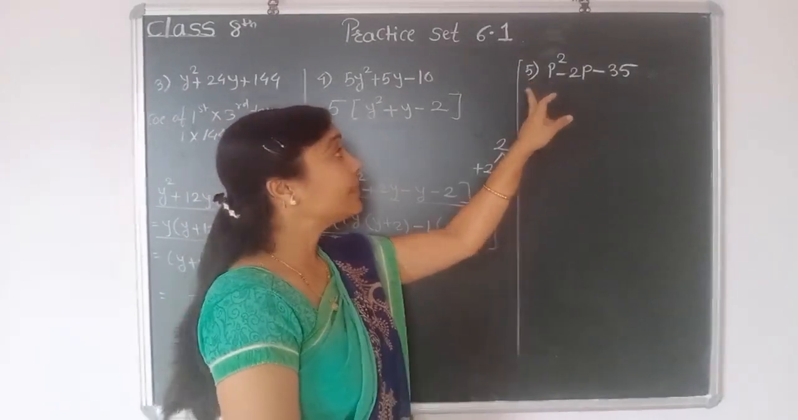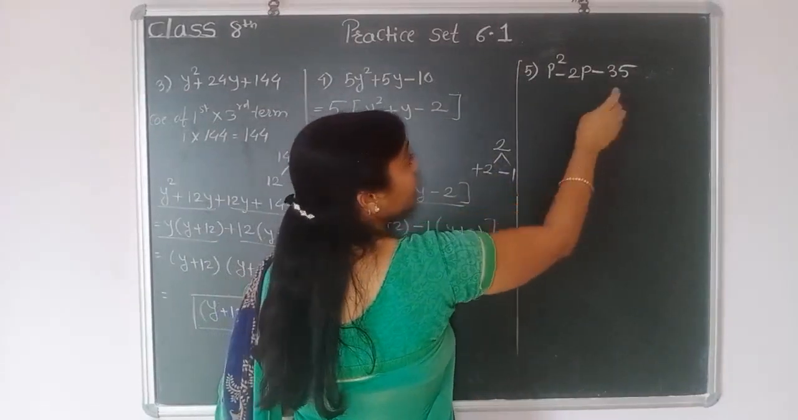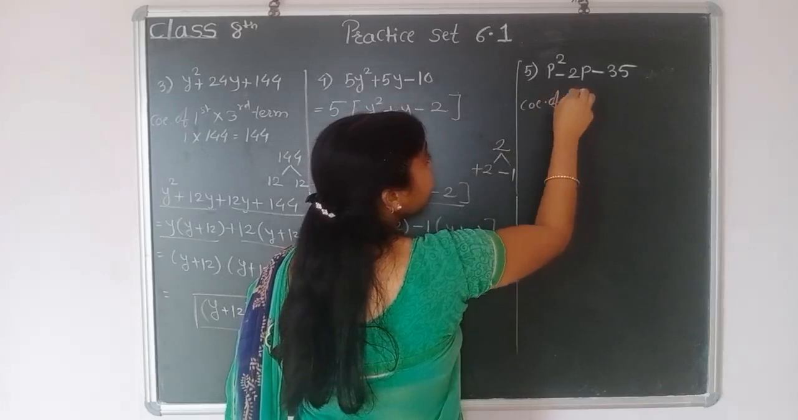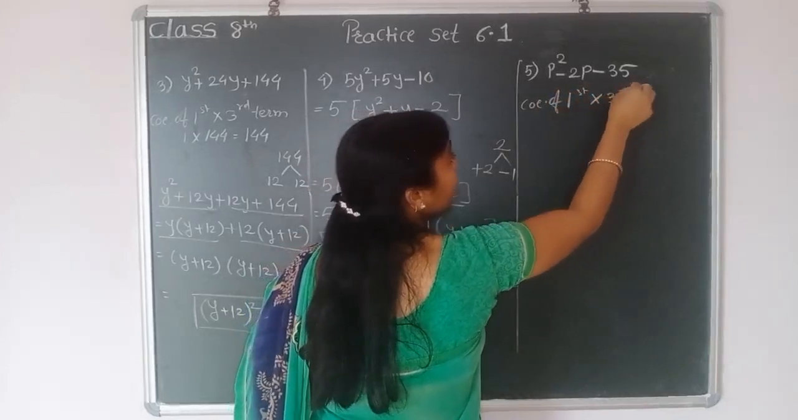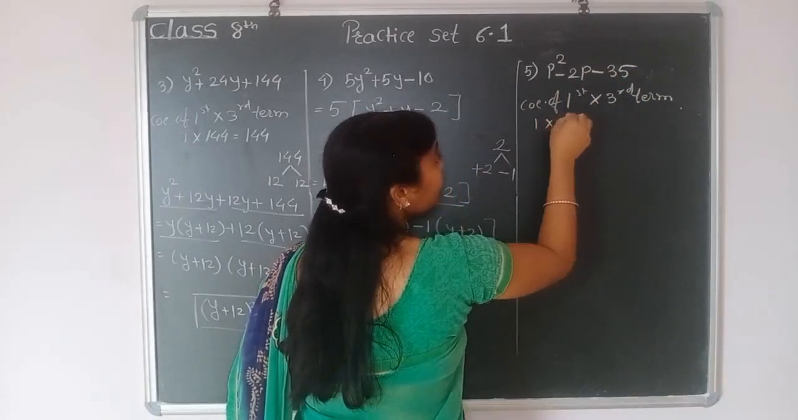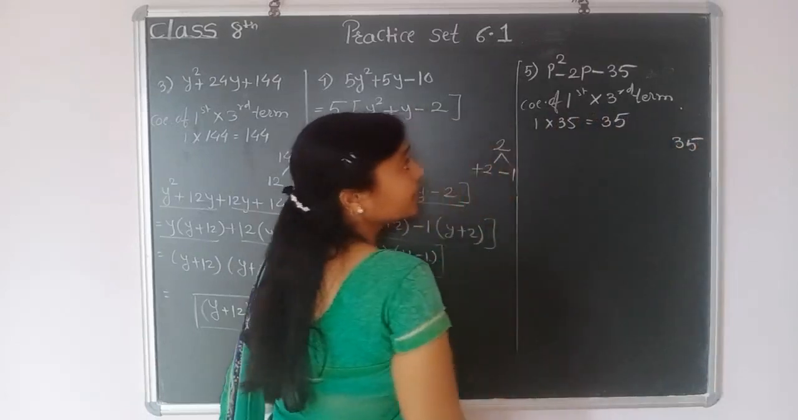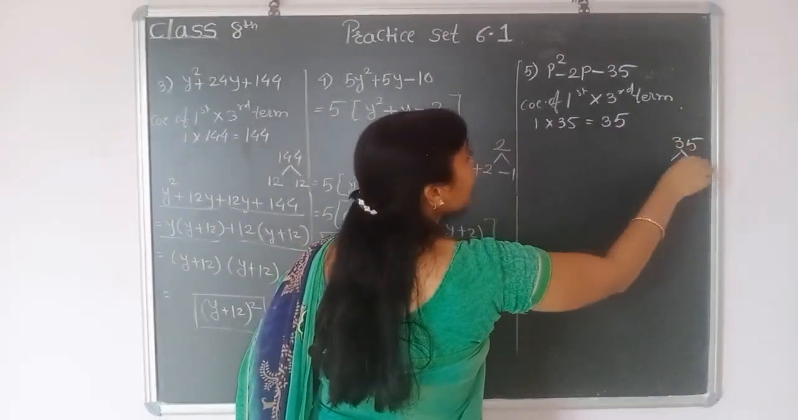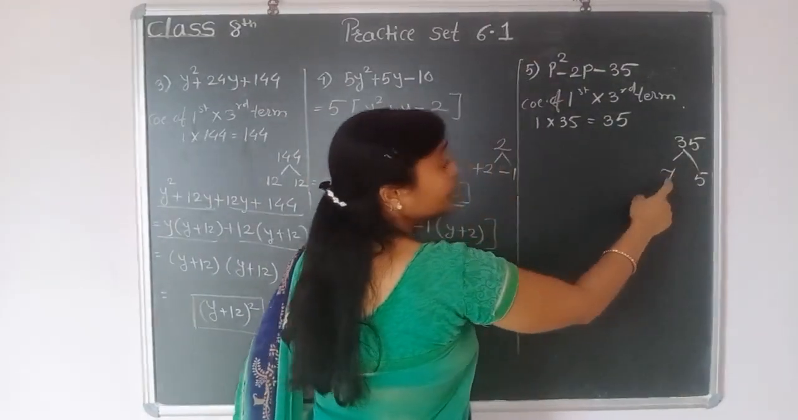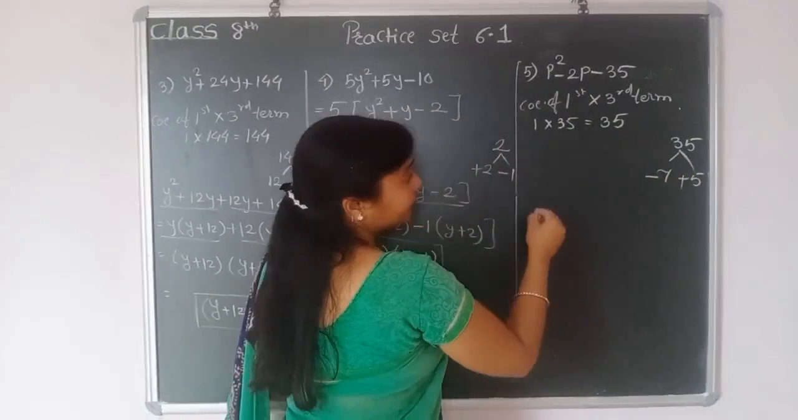Then we see example number 5, p square minus 2p minus 35. Coefficient of first term into third term, 1 into 35 equal to 35. We find the factors of 35 whose subtraction is minus 2. So we take 7 and 5, and we want the subtraction, so minus 7 and plus 5.